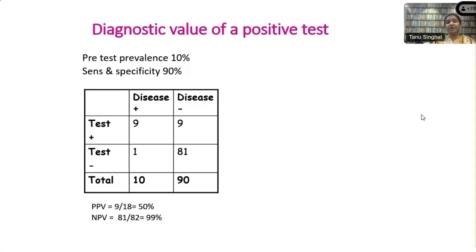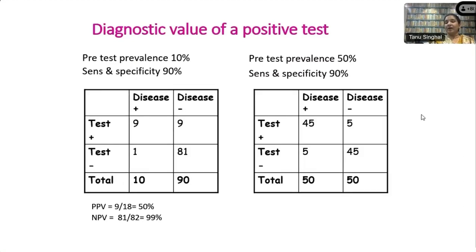You find that your positive predictive value is only 50%. That means 50% of the times the diagnosis is a false positive. On the other hand, when your pre-test prevalence is high, then your positive predictive value goes up to 90%. So remember that investigations are best done when the likelihood of disease is about 50%.